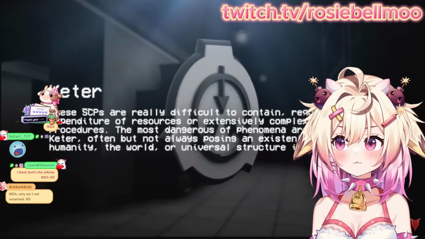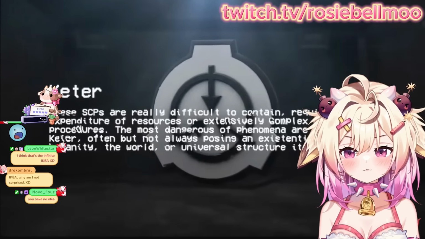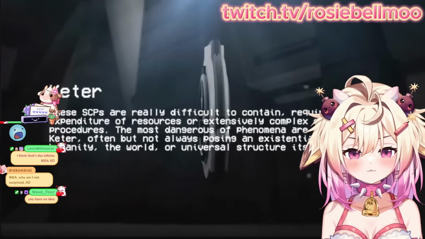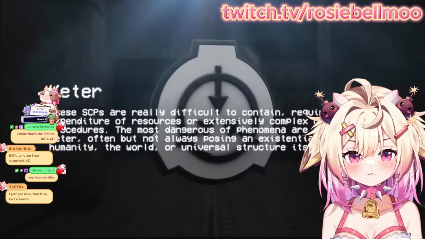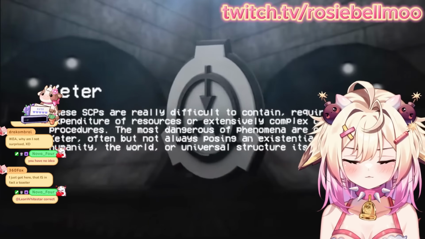These SCPs are really difficult to contain, requiring a huge expenditure of resources or extensively complex containment procedures. The most dangerous of phenomena are classed as Keter, often, but not always, posing an existential threat to humanity, the world, or universal structure itself.